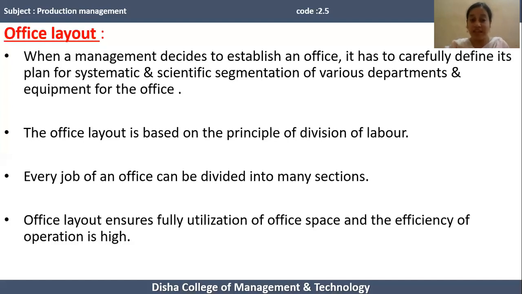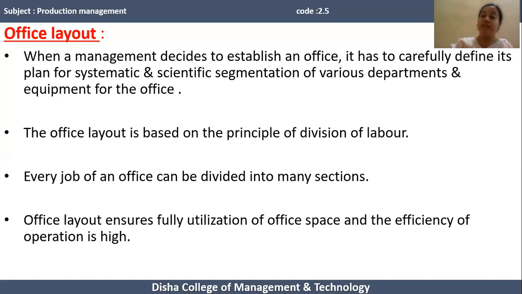Generally, office layout is based on the principle of division of labor, and office layout ensures full utilization of office space, and the efficiency of operation is high. It means that if the manager or superintendent of an office uses a particular type of layout, then he can arrange everything in a sequential manner.